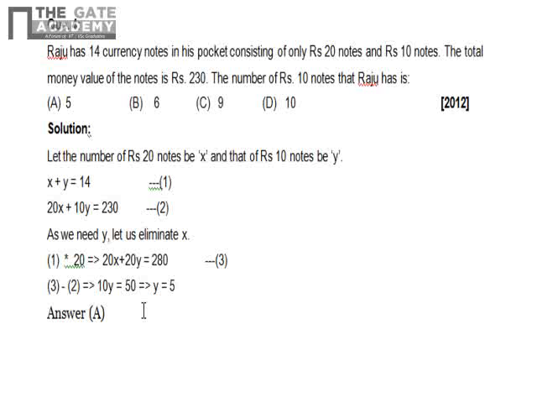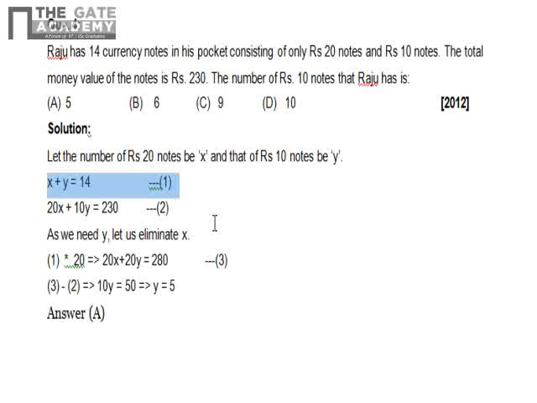So now the next question is the one which was asked in 2012. Raju has 14 currency notes in his pocket. Consider only rupees 10 notes and rupees 20 notes. The total money value of the notes is rupees 230. So you can directly assume that the 20 rupees note count is x, and the 10 rupees note count is y. So the total number is 14. The first equation will be: x plus y is equal to 14.